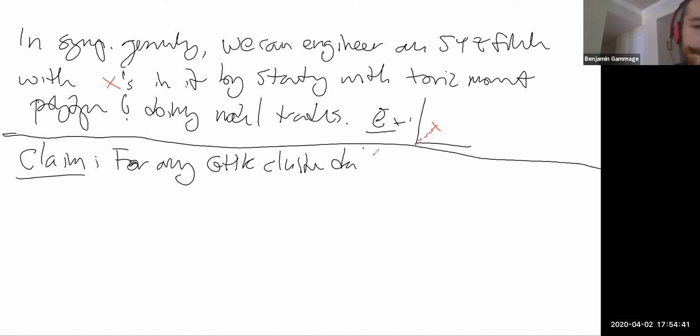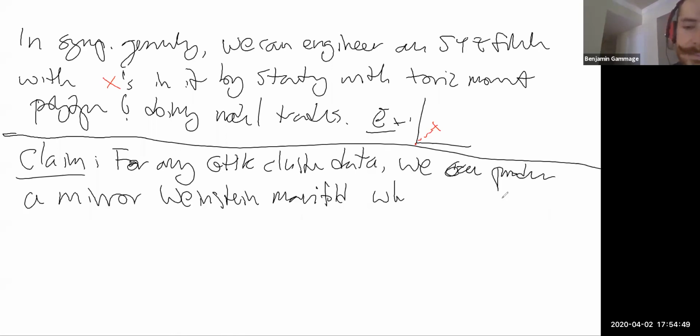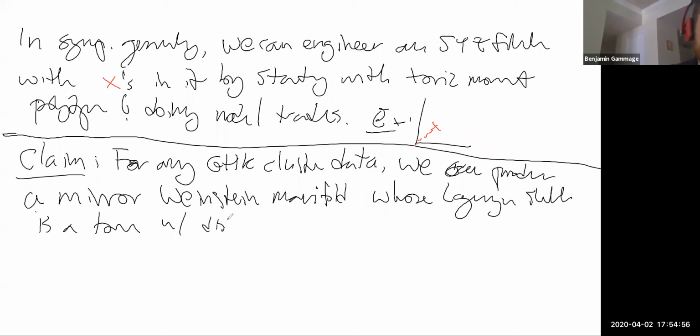we can produce a mirror whose Lagrangian skeleton is a torus with subtori collapsed, with some subtori filled in.